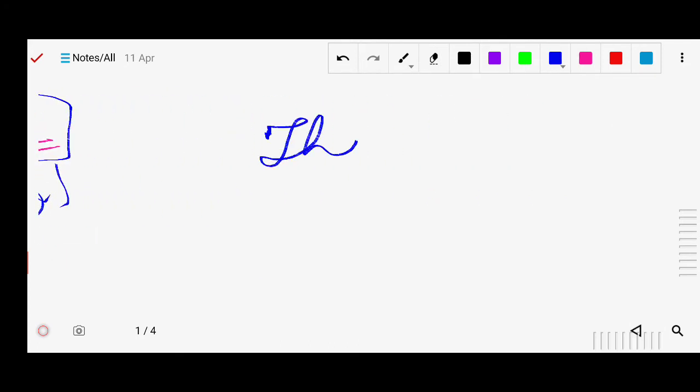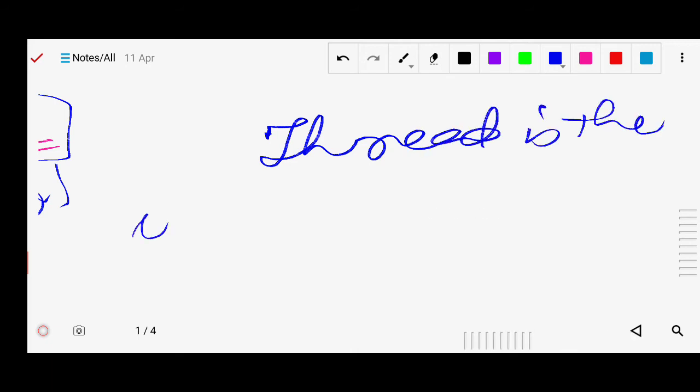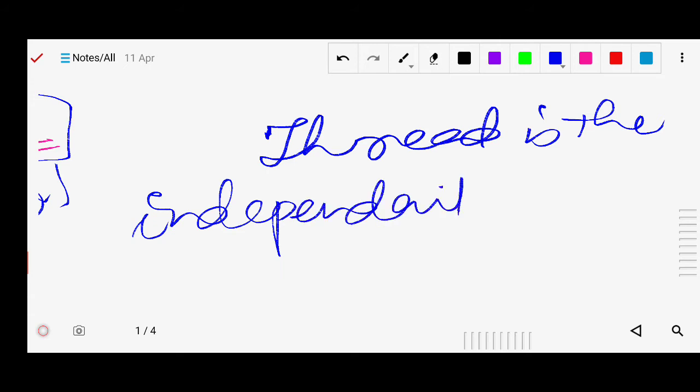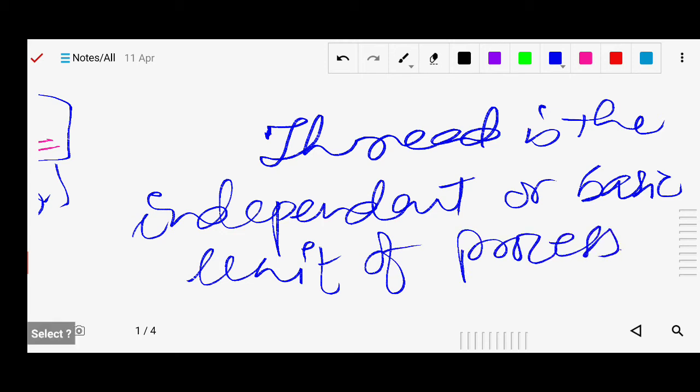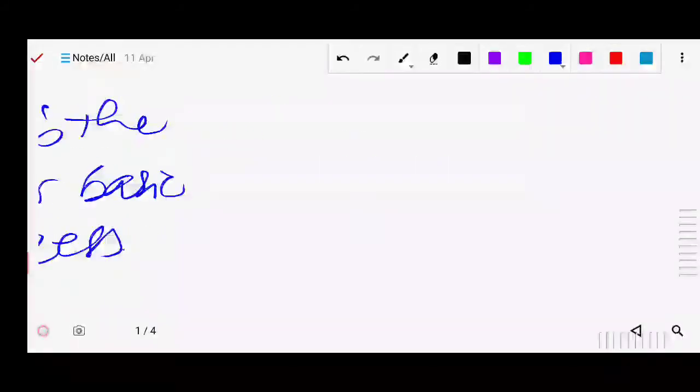A thread is the independent or basic unit of a process. It is a part of a process, a single unit of the process, which is called a thread. To understand it like this, so many threads are there.